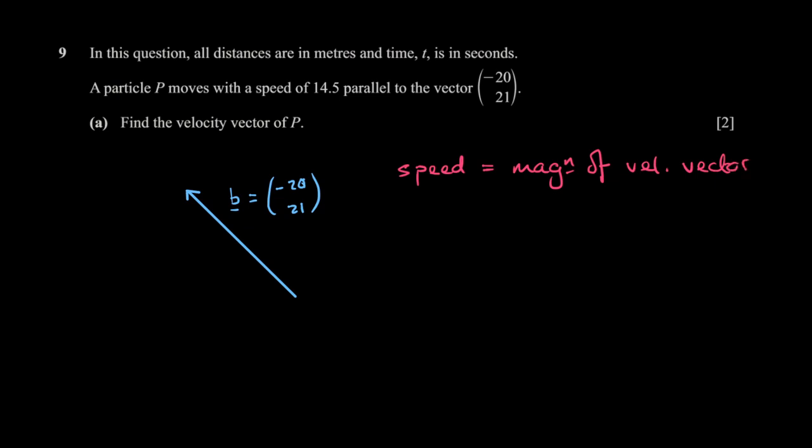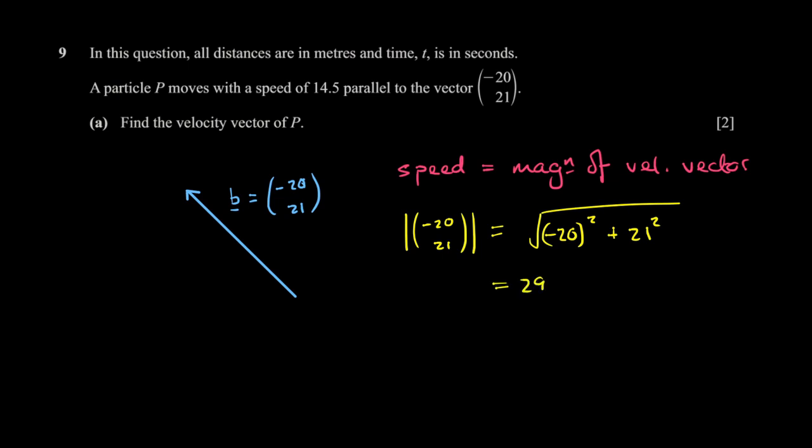So basically what we're looking for is a vector which is in this direction here, but which has a magnitude of 14.5. So what we're going to do is find the magnitude of this vector here and see what it is. And then we've got to scale it so that we get 14.5. So let's take the magnitude of negative 20, 21. That's going to be the square root of negative 20 squared plus 21 squared. And if we do all of that, we're going to get 29.